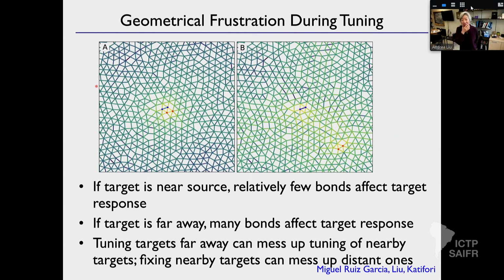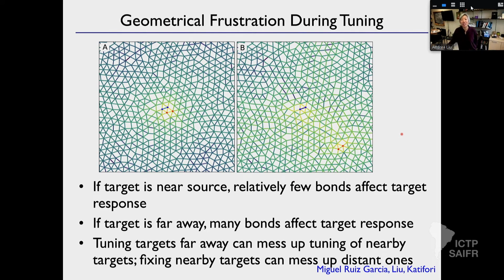So I just want to point out a little thing here, which is really quite fun. This was work done by Miguel Ruiz Garcia, who's a postdoc with Eleni Kadafori and me. It turns out that there is geometrical frustration during this learning process. There can be. If your target is really close to your source, here this target is red and the source is blue, then there are relatively few bonds worth tuning that will really affect what happens at the target. Those are the yellow ones. But if it's far away, there are a lot more bonds that you could choose to tune. And so if you tune the targets far away first, you can mess up the tuning of nearby targets. And then if you fix these up, that can mess up the far away targets. So that can limit your success in pruning.